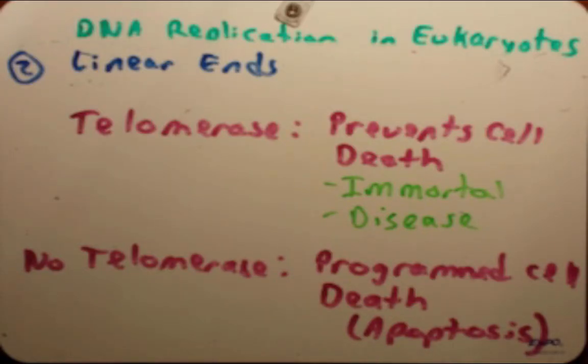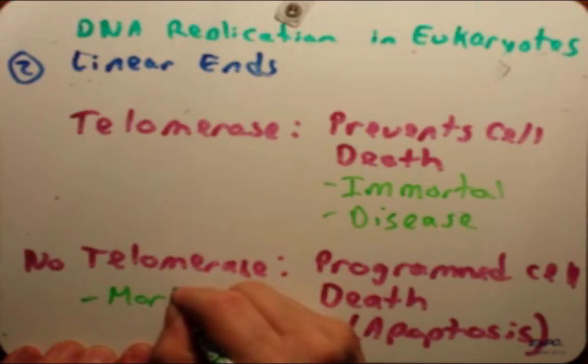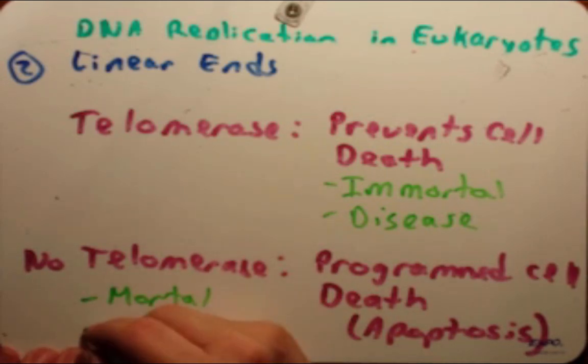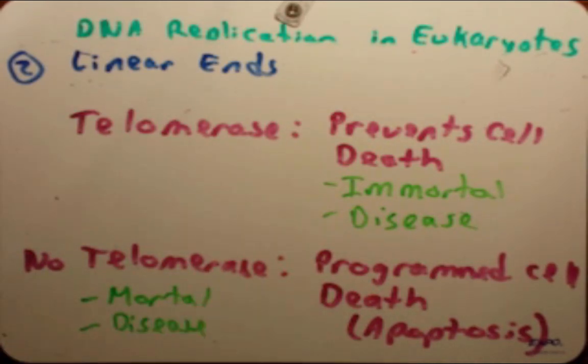Likewise, on the bottom here, when no telomerase is present, we do get programmed cell death at some point. Are there any cells in our body that we want to be mortal? Meaning we want them to die at some point. Can you think of any disease that might be linked to having no telomerase in cells that you might want to have telomerase present? We'll talk more about this tomorrow.